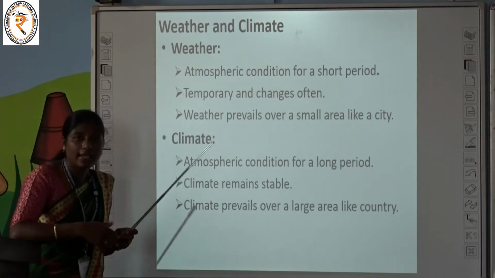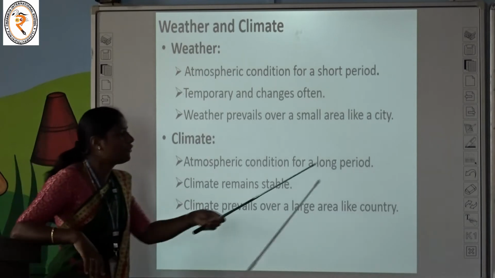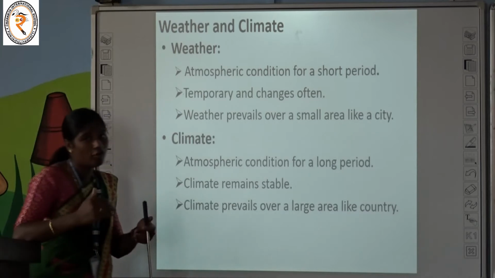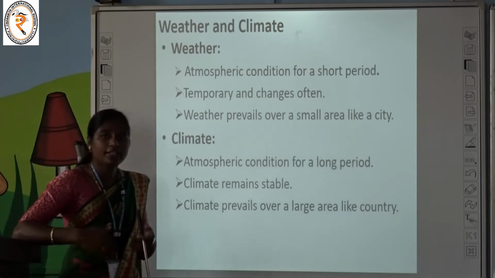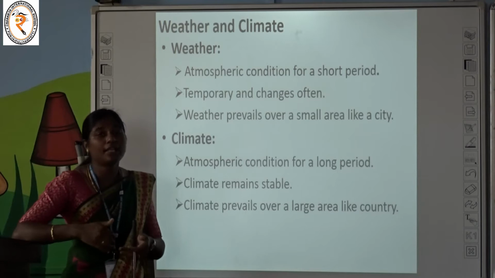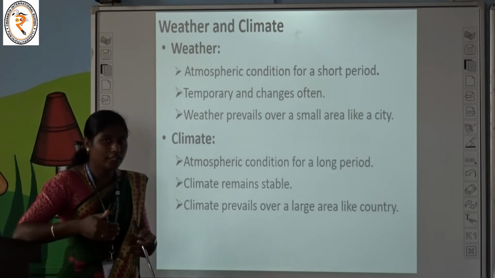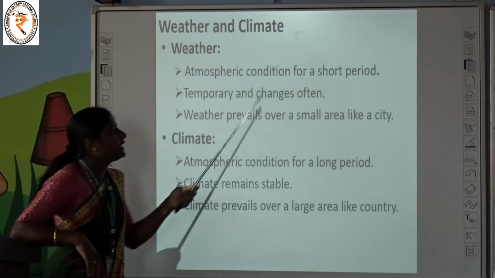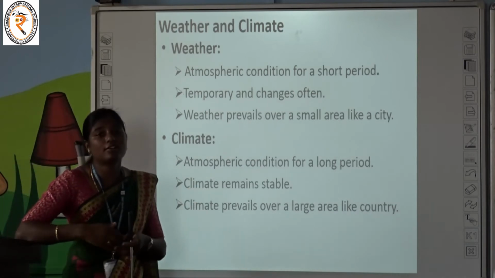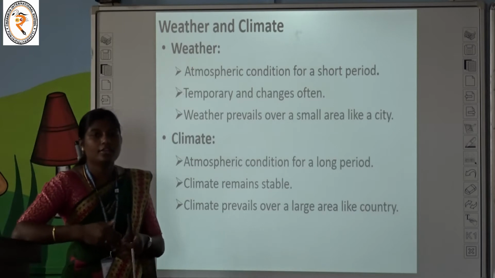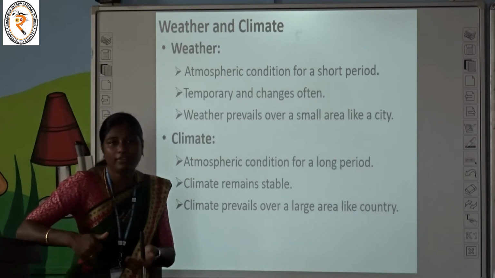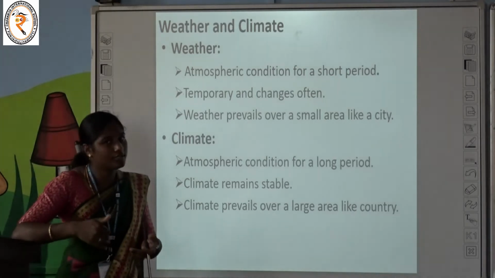Then what is climate? Climate means atmospheric condition for a long period. You can experience the climate for a long period. It may be up to 3 months or 4 months. The same climate will extend up to 3 to 4 months. That is called climate. And weather is temporary and changes often. In the morning you have one atmospheric condition and by evening you have a different atmospheric condition. That is called weather.